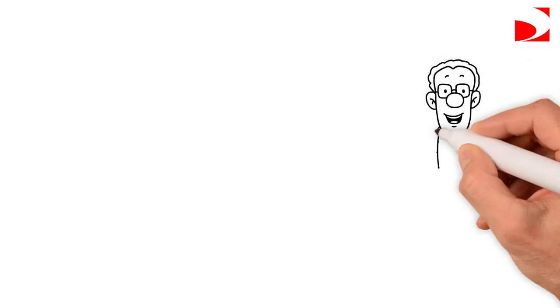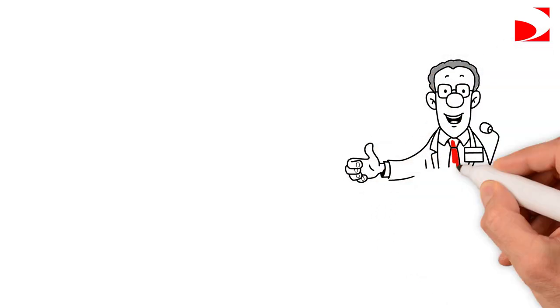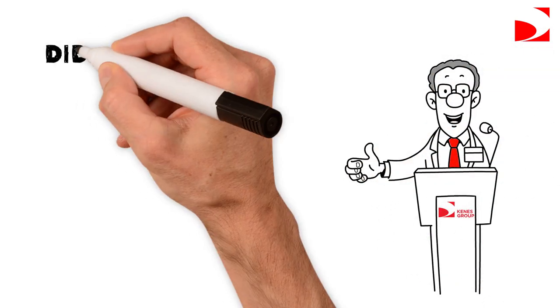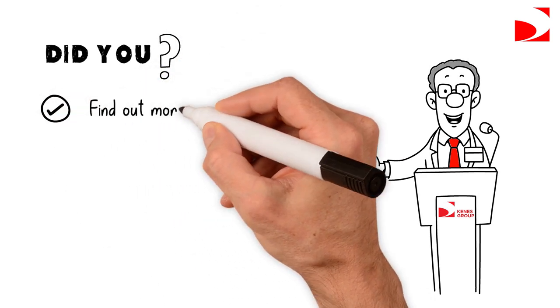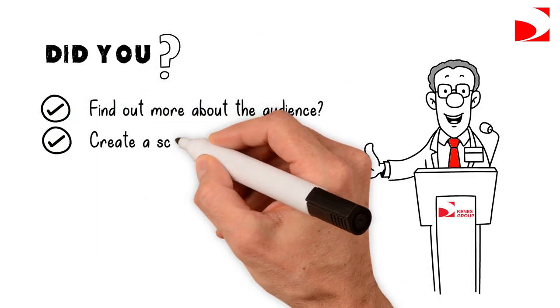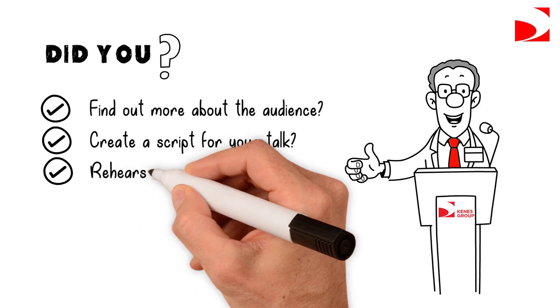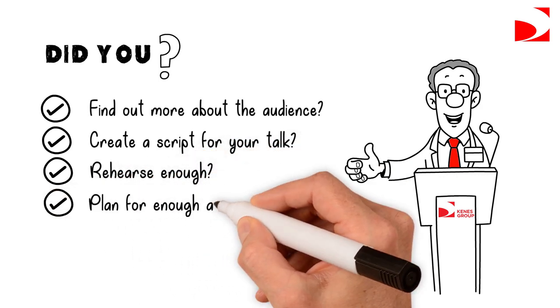So, next time you're preparing to speak at a congress, make sure you go through this checklist. Did you find out more about the audience? Create a script for your talk? Rehearse enough? Plan for enough audience discussion?